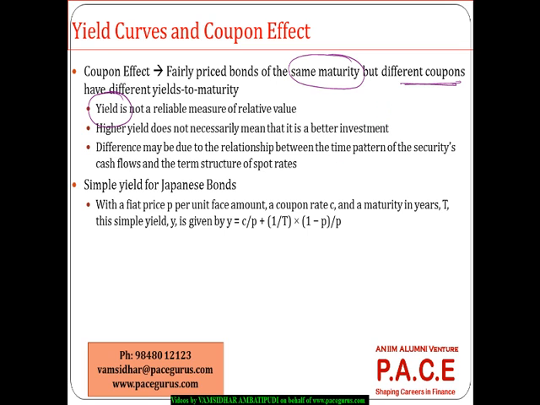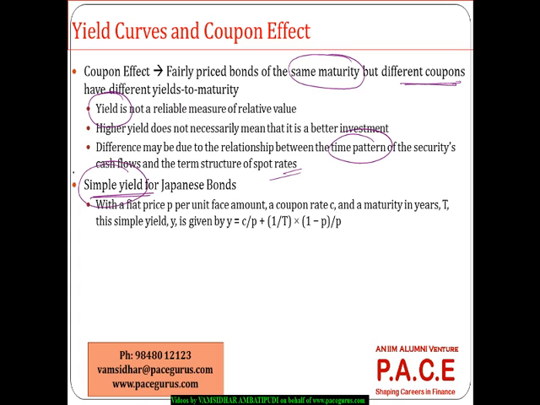So the relationship between the time pattern of the cash flows and the term structure of the spot rate, we see that the prices are going to differ. That kind of relationship is something which we need to be comfortable with. And typically with Japanese bonds, we don't see this kind of YTM mechanism.